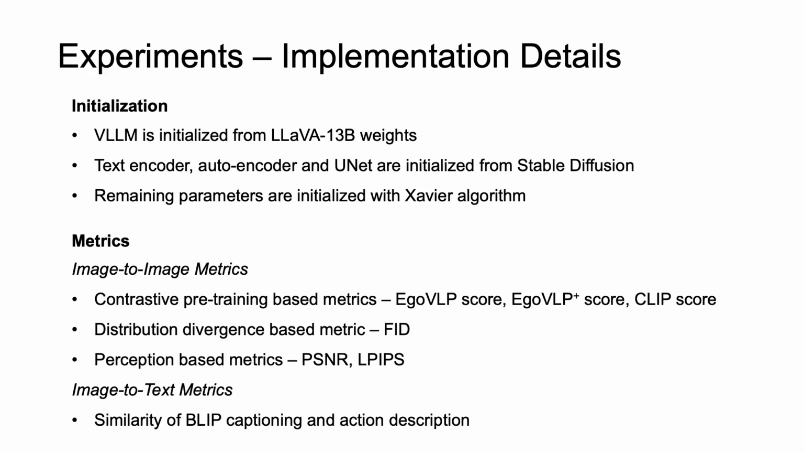We thoroughly evaluate our model using three categories of image-to-image similarity metrics. Different than prior work, which measured similarity between the input and output images, we measure the similarity between the generated images and the target frames, which better reflects whether the generated results can properly illustrate the resulting action execution in our problem setting. In terms of image-to-text metrics, we caption the generated image using the BLIP model, and then measure the generated caption's text similarity to the action descriptions.